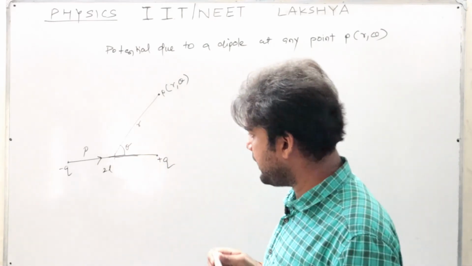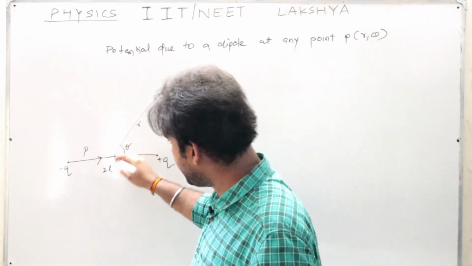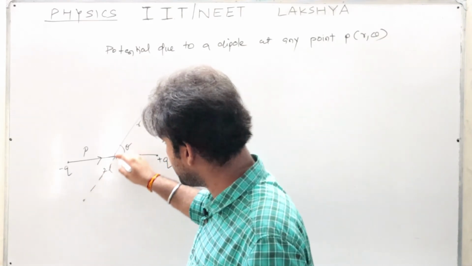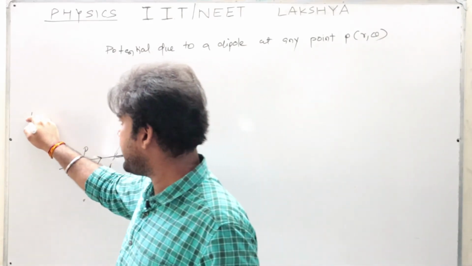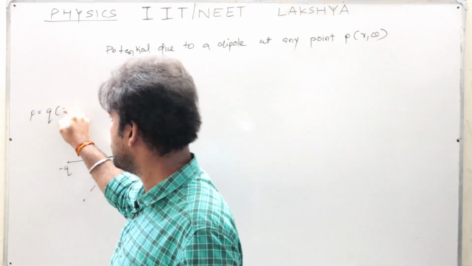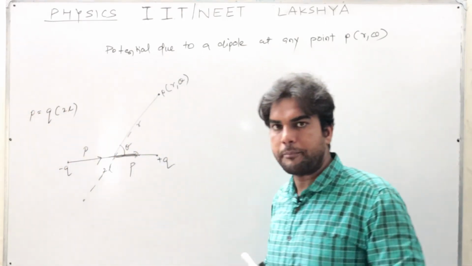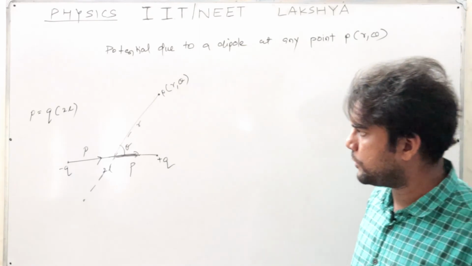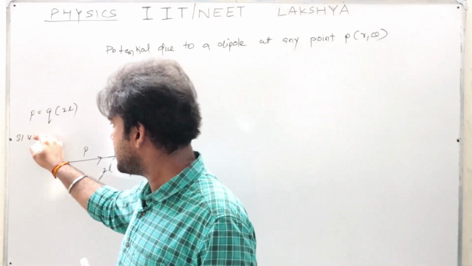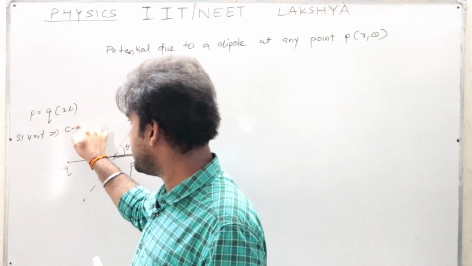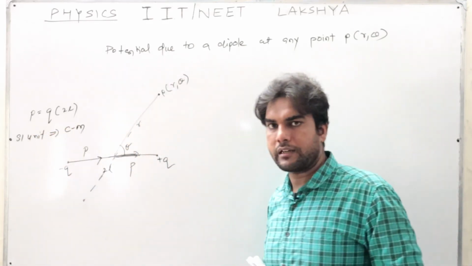Now this P has two components. Observe carefully. Let me extend this line. This is your P. P means dipole moment. What is the meaning of P? Dipole moment is q into 2L: the magnitude of the positive charge into the distance between them. What will be its SI unit? The SI unit will be coulomb into meters, coulomb meter.